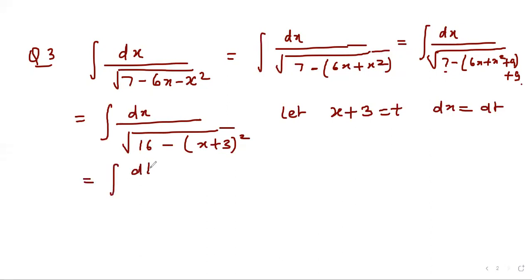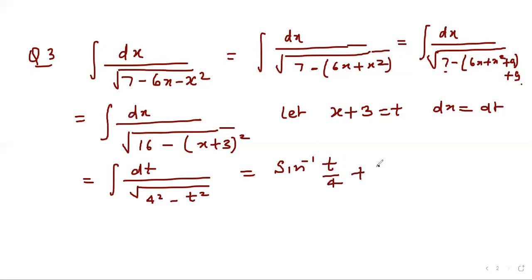So integration dt upon root of 4 square minus t square, and that is our form dx upon root of a square minus x square. That gives sine inverse t upon 4 plus c, or sine inverse (x plus 3) upon 4 plus c. Let's see the next question.